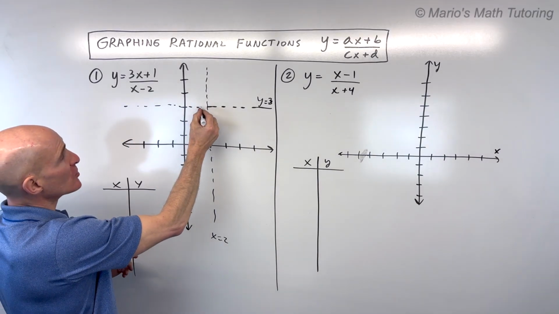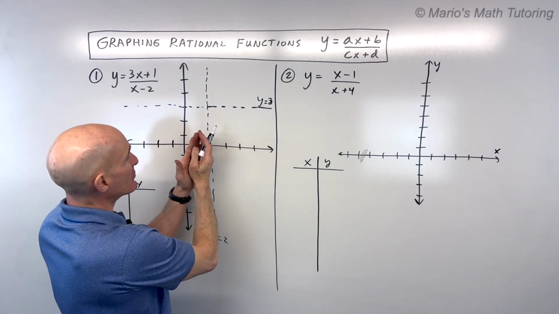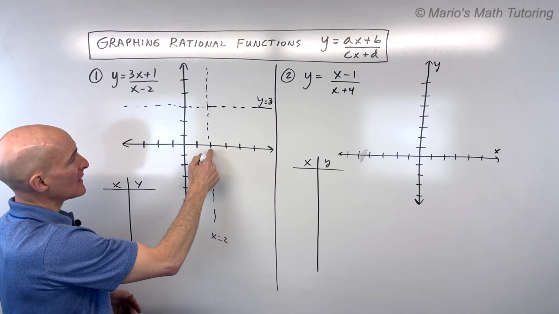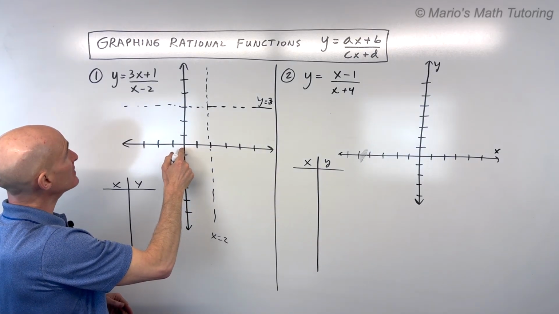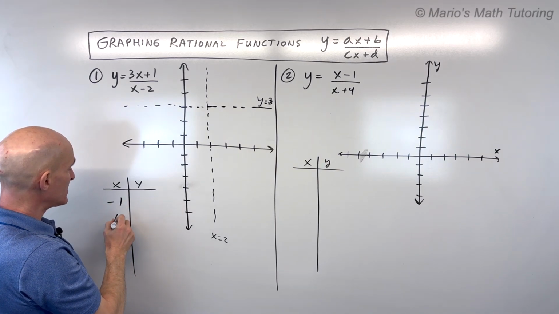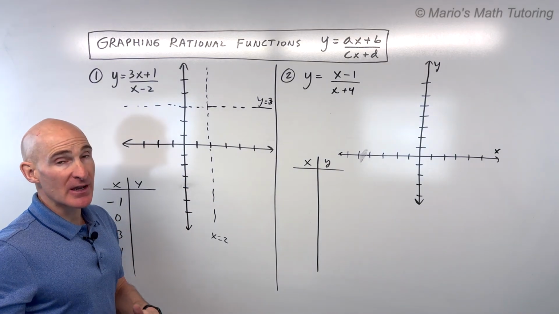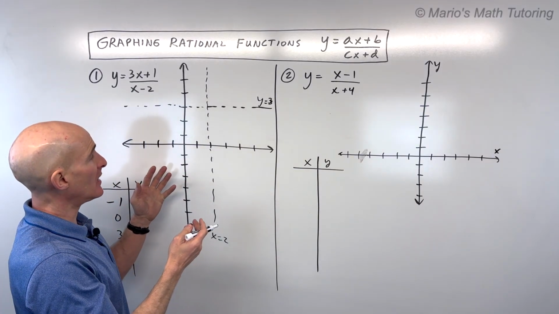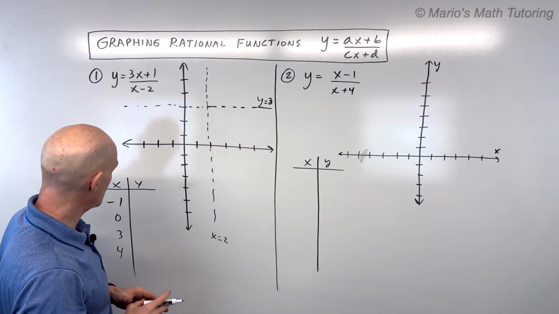Once you get the asymptotes set up here, I like to pick some points that are on either side of the vertical asymptote. And since it was at 2, let me pick some points over here, maybe like -1 and 0 might be some good points. And then maybe 3 and 4 would be some good points. Now you can pick more, usually 3 points on either side, so like 6 points is ideal. But I think for this example, I'll just do 4.